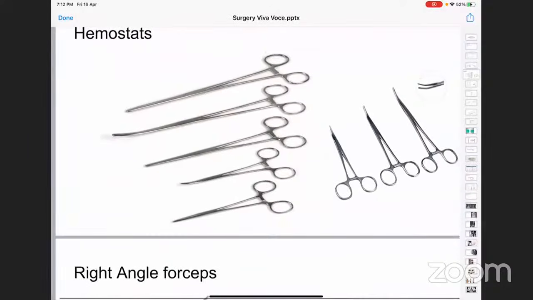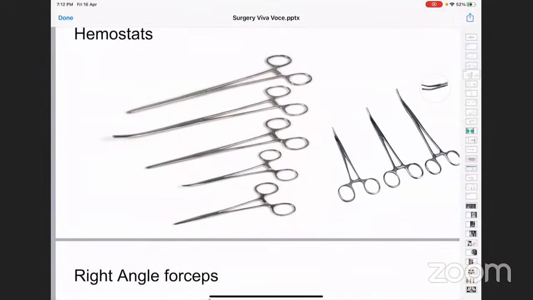So the next important set of instruments that we have to acquaint ourselves with are hemostats. So what is a hemostat? Hemo means blood, stat means to stop. So these are clamps which help us arrest bleeding. So that is the most broad use of the instrument that we're talking about. So hemostats again come in different sizes and shapes. So you can either have a straight hemostat or a curved hemostat.